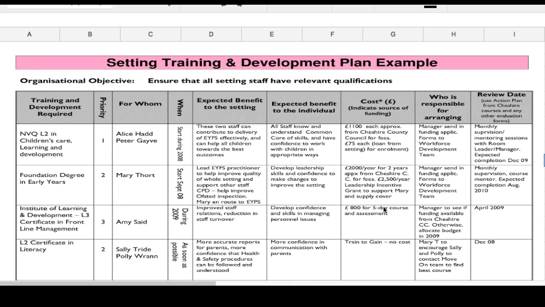So these are some things to consider as we lay out a training and development plan and think about how these link to the organizational examples and objectives.